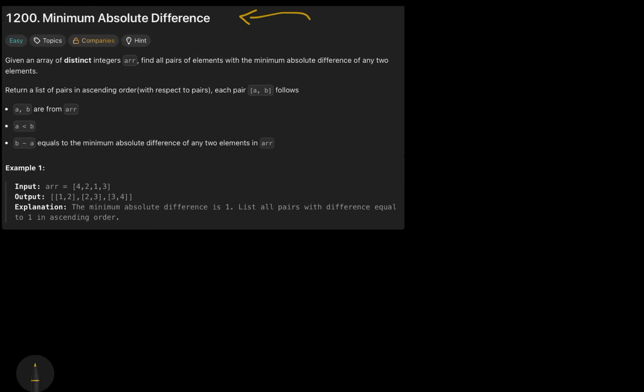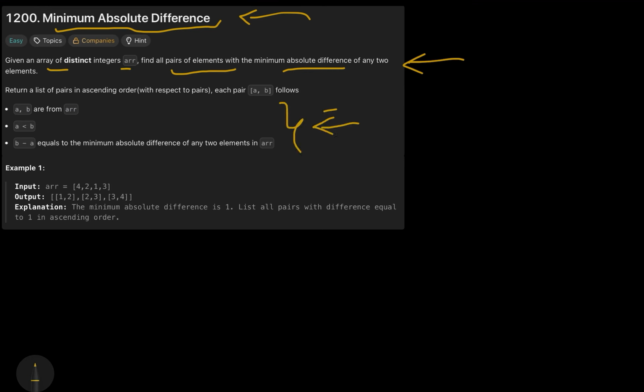Hello everyone. So today we are going to solve this LeetCode problem, which is minimum absolute difference. What this problem says is that we have been given an array of distinct integers and we have to find the pair of all the elements with minimum absolute difference.